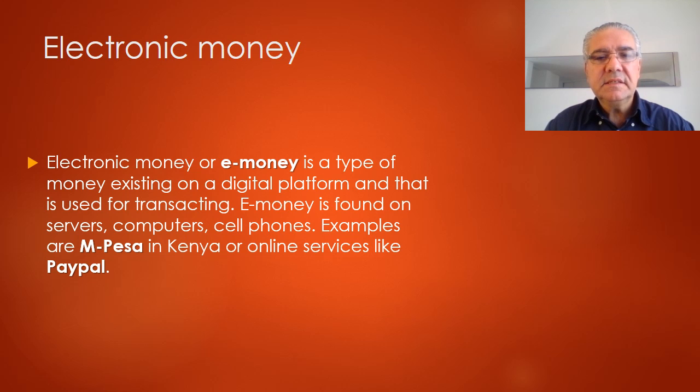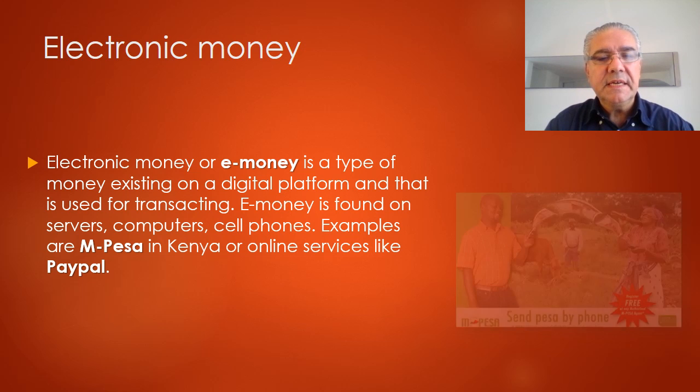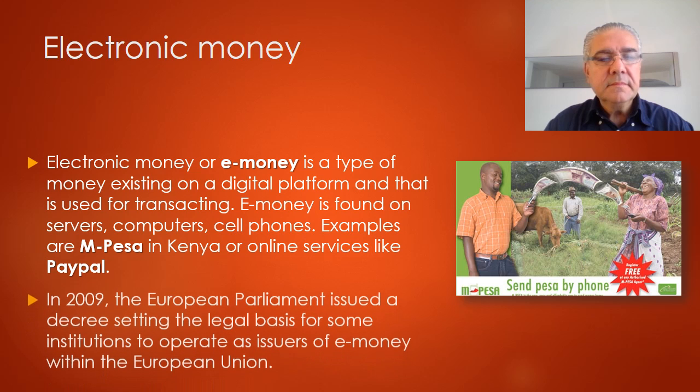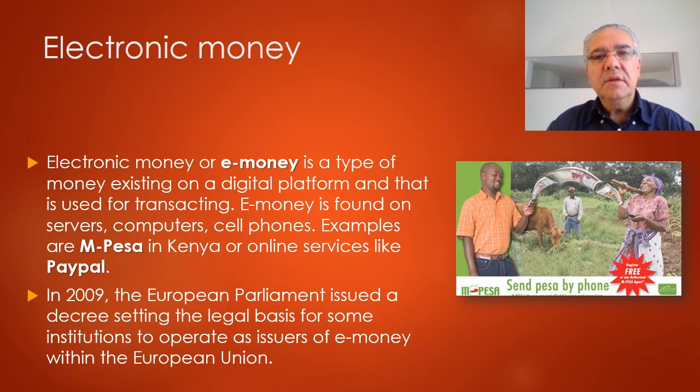Now let's talk about electronic money. Electronic money, or e-money, is a type of money that exists on a digital platform, and that platform could be computer servers, computers, or cell phones. We have a couple of examples, with the well-known example being PayPal, which is a payment platform online. And we also have this currency in Kenya called M-Pesa, which is a currency that exists on cell phones and is widely used across the country for commercial transactions. In 2009, the European Parliament issued a directive that sets up the rules for which institutions are allowed to operate as issuers of e-money. So it sets up the legal framework for institutions to do that.